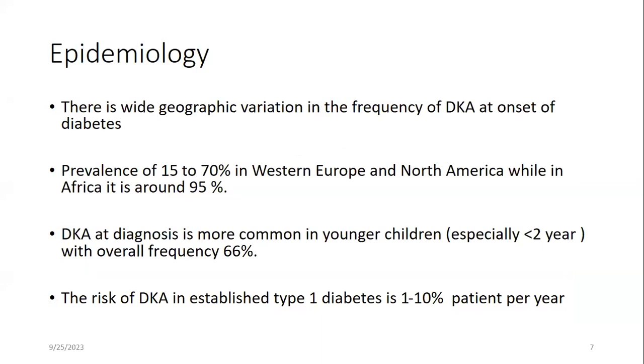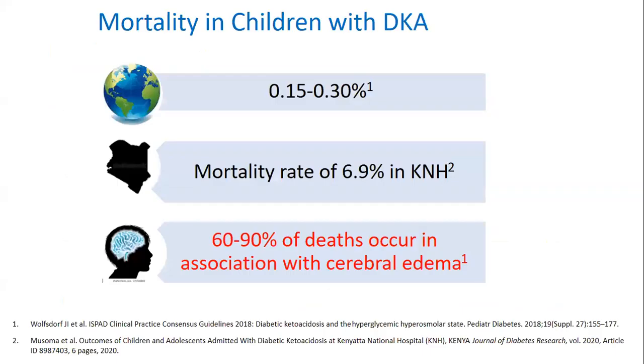Studies have also shown that DKA at diagnosis is more common in younger children, especially those who are less than 2 years, because it is usually not very easy to pick features of diabetes in these children who are on diapers. And for the parents, it's usually difficult to even recognize that their child has diabetes or they are developing diabetes ketoacidosis. The risk of DKA in established type 1 diabetes is around 1 to 10% patients per year.